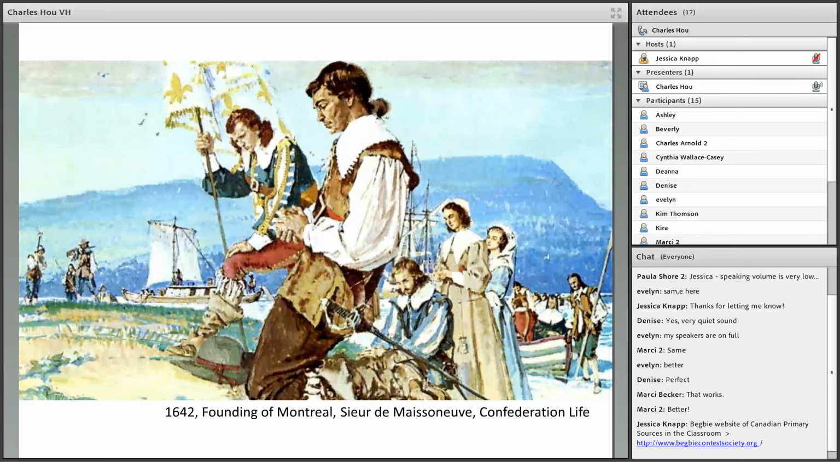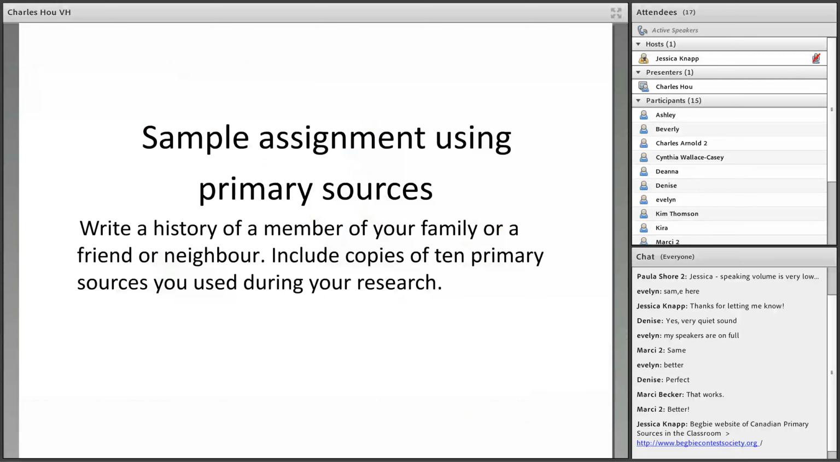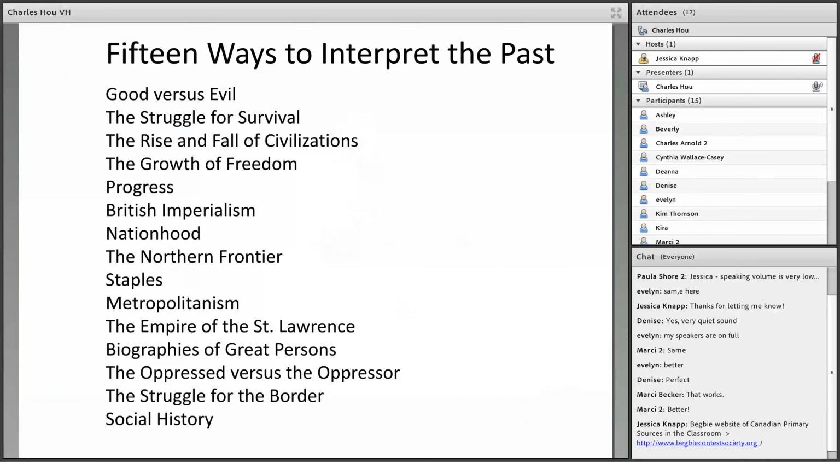So if you give them something like this, they can ask, is this good versus evil? Okay. Religion coming to Canada, obviously good. Is it the struggle for survival? Well, Montreal was very precarious, and Maisonneuve had to really struggle to keep it. Is it the fall of First Nations and the rise of the French, the growth of freedom?